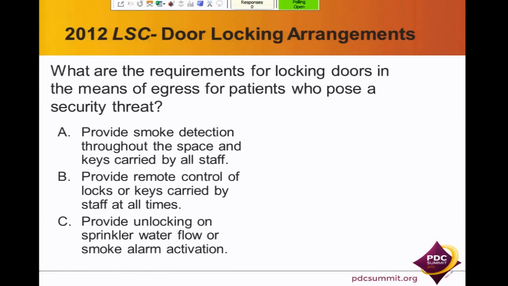First question. What are the requirements for locking doors and the means of egress for patients who pose a security threat? And polling is open, so you can make your selection now.